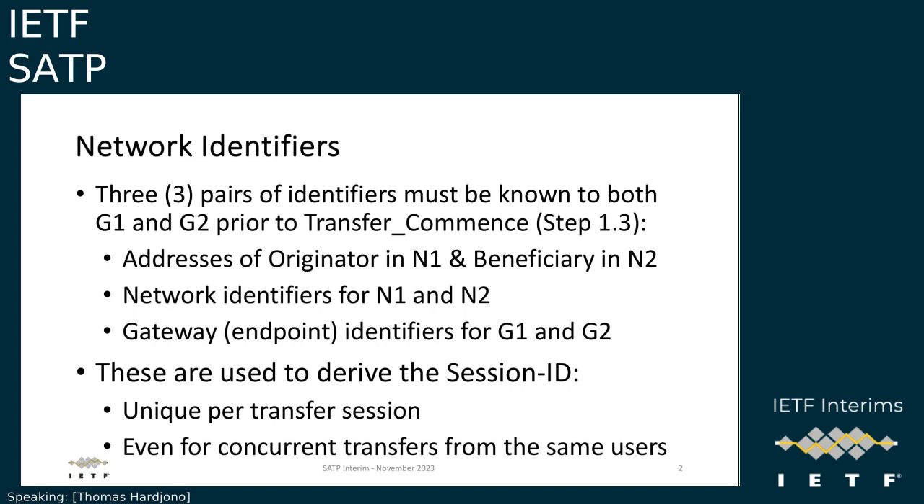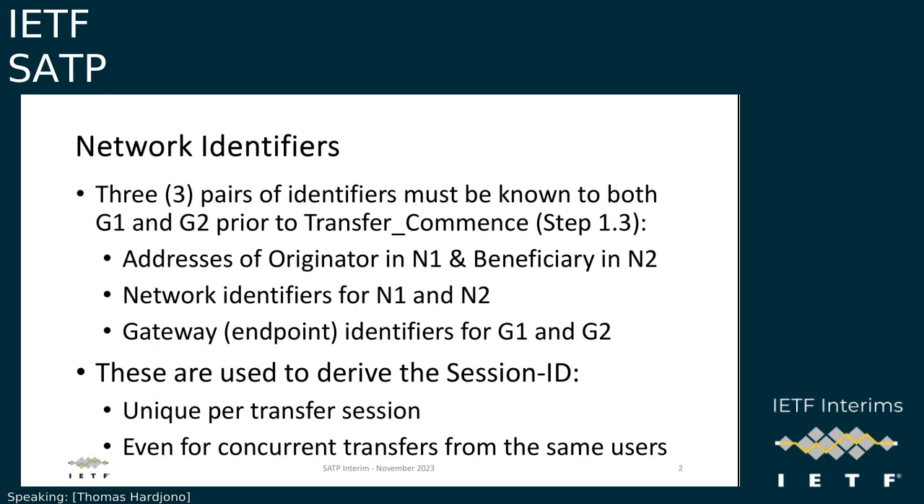The network identifiers are why we're even looking at this problem, and then the gateway endpoint identifies itself, right? Because each network could have multiple gateways. So if this particular gateway number 67 in network one is going to pair with gateway 55 in network two, then 67 and 55 need to be definitely identified. Among other reasons, this is going to be input into computing the context ID, which is an application level structure, and also at the network level, the session ID.